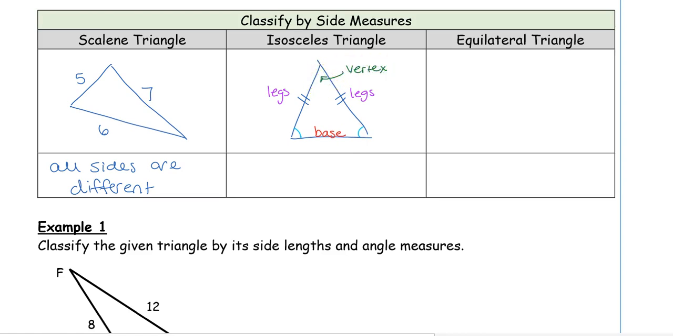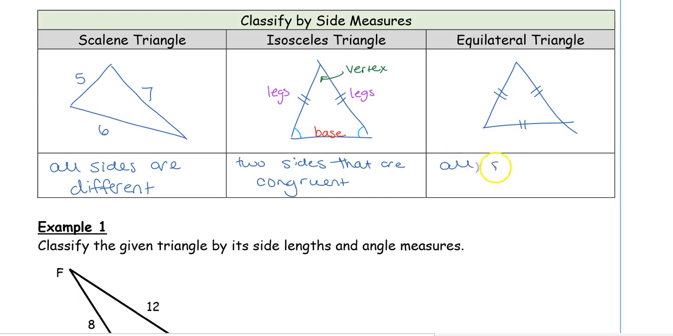So isosceles is complicated in the fact that with isosceles triangles, we have a lot of vocab words that are connected to it. But by the definition, an isosceles triangle is when we have two sides that are congruent. And last is the equilateral. If it's an equilateral triangle, all sides are congruent. So scalene, there's no congruent sides. Isosceles, you have two congruent sides, and equilateral, you have three congruent sides.